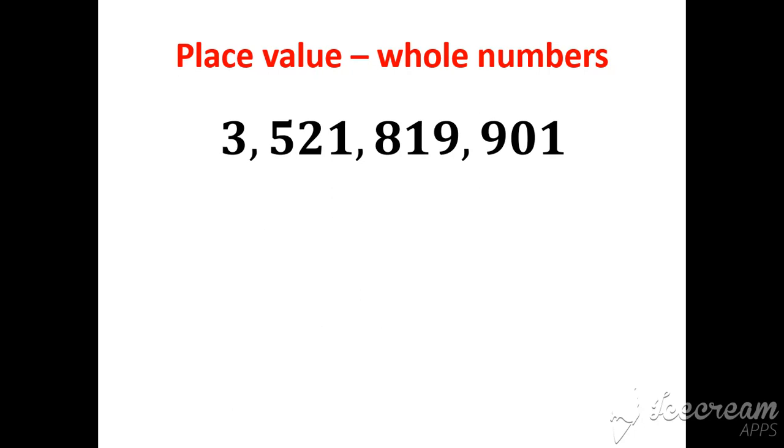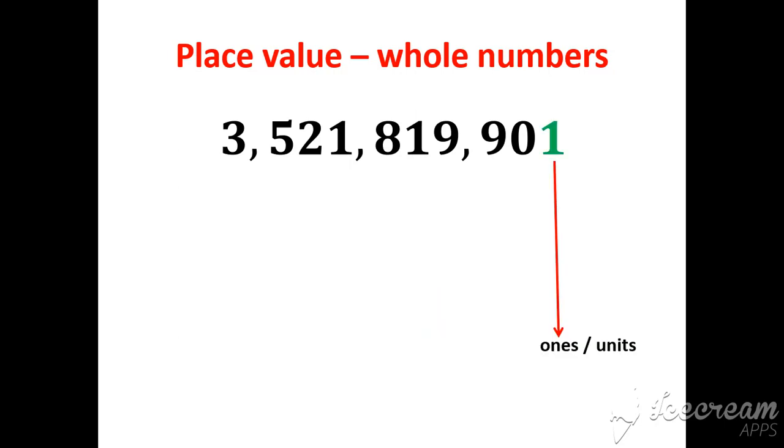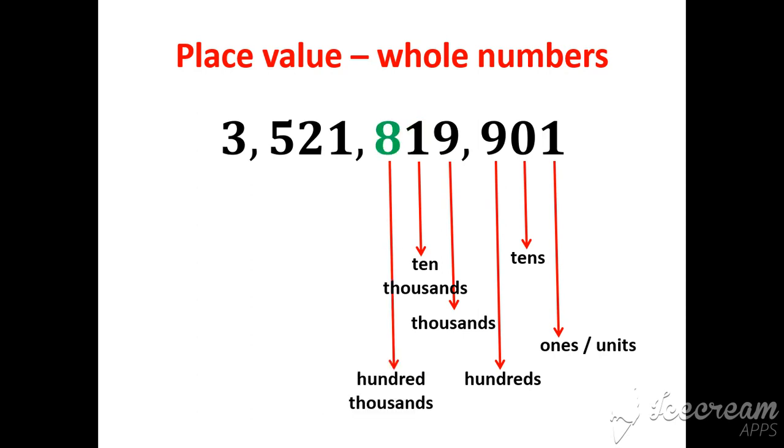So let's write it down with commas and let's go through. The key thing is we'll always start from the right hand side. So the first digit represents our ones or our units. Our second digit are our tens columns. Our third digit are our hundreds columns. Then we like to put a comma if you want to, and then we move into the thousands columns. Then we move into the 10,000s and the 100,000s. Now, I like to put a comma and I move into the next column.